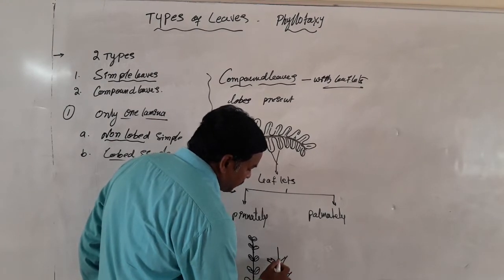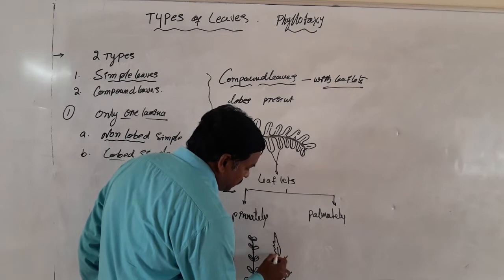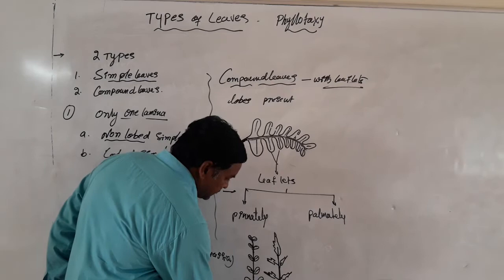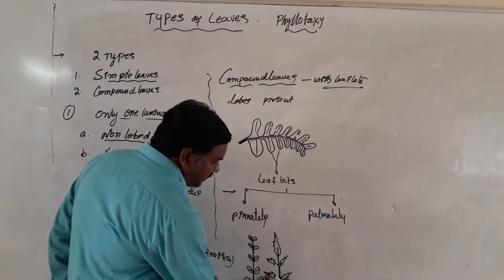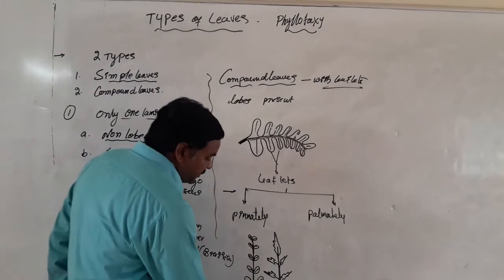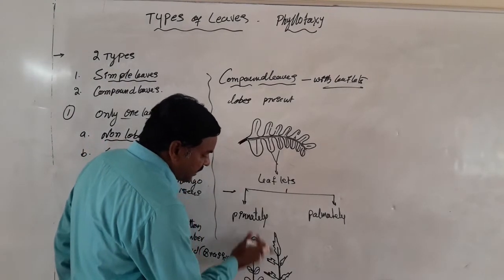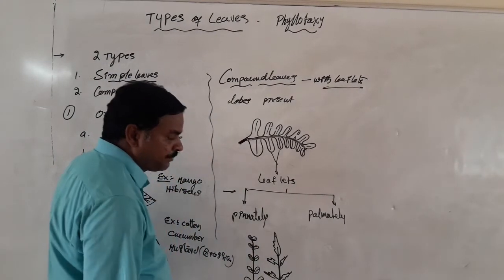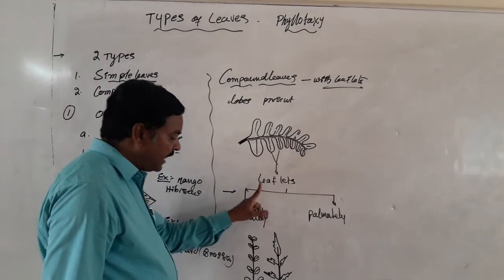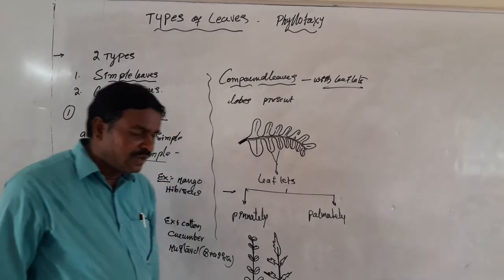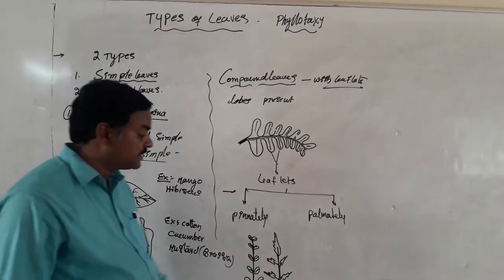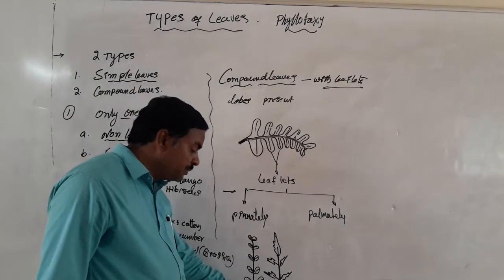So this is also a pinnately compound leaf. This is the rachis, and many leaflets are attached on either side of the rachis. Here also this is the rachis, and many leaflets are attached on either side of the rachis. But this is one type of pinnately compound leaf, and this is another type, and they show a very small difference between them. What is the difference between these two pinnately compound leaves?